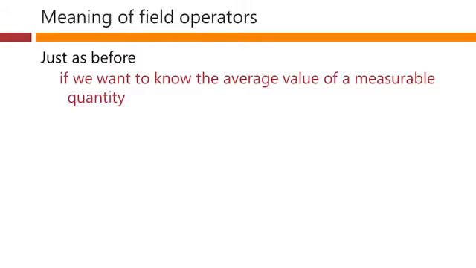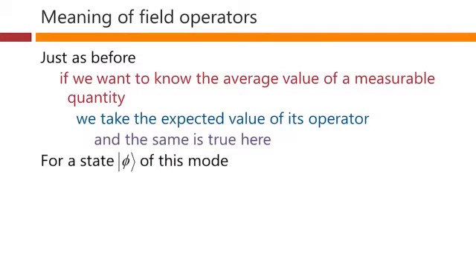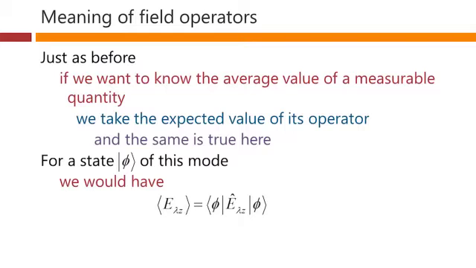Just as before, if we want to know the average value of a measurable quantity, we take the expected value of its operator. And the same is true here. For some specific state, which we might write as phi for this mode, we would find the expected value of the z component of the electric field in this mode lambda by taking the expectation value of this operator for the field in that mode together with the state. So that's always what we did with operators. If we had an operator that corresponded to some physically measurable quantity, then to find the expectation value of that quantity, we merely evaluated a relation like this with the operator in the middle and the state that we were in on either side. And similarly for the magnetic field amplitude in this mode lambda, the y component of it.